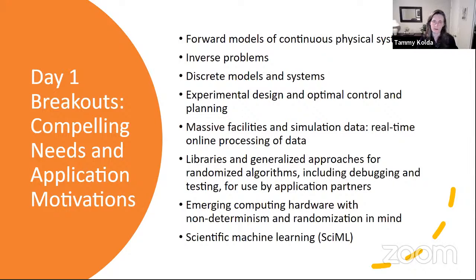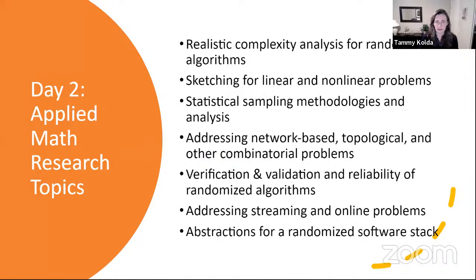I'll show you a preview of tomorrow's topics. These will be math topics tomorrow. Today is motivating applications. Tomorrow is math topics. We have complexity, sketching, sampling, discrete math topics, verification and validation, streaming and online methods, and software.